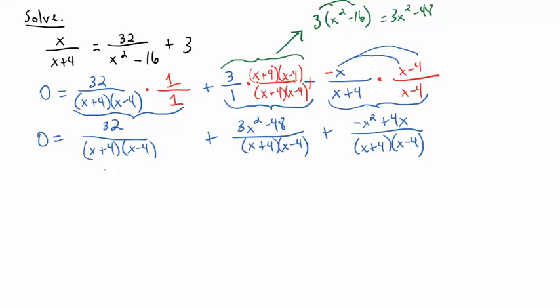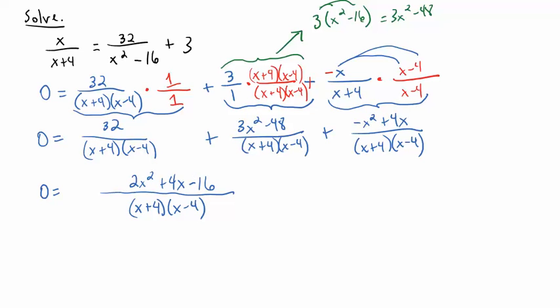So now my denominators all match. So I'll add them all together to get a single fraction with x plus 4, x minus 4 as my denominator. And on top, I'll combine like terms. 3x squared plus negative 1x squared is 2x squared. Then 32, oh sorry, I have an x term. I've got my plus 4x. I'm putting it in descending order as I go as well. So the x squared terms first, the x term next, and then the constant, 32 minus 48 is negative 16.